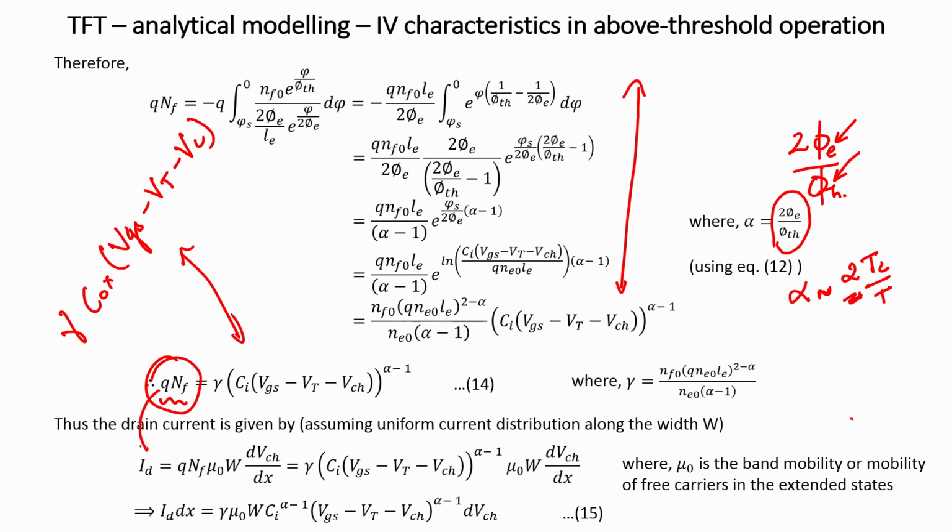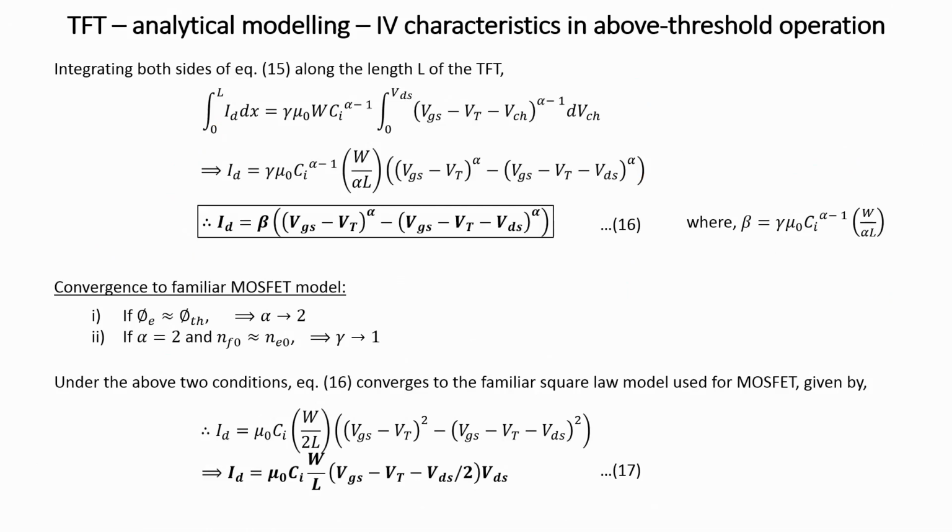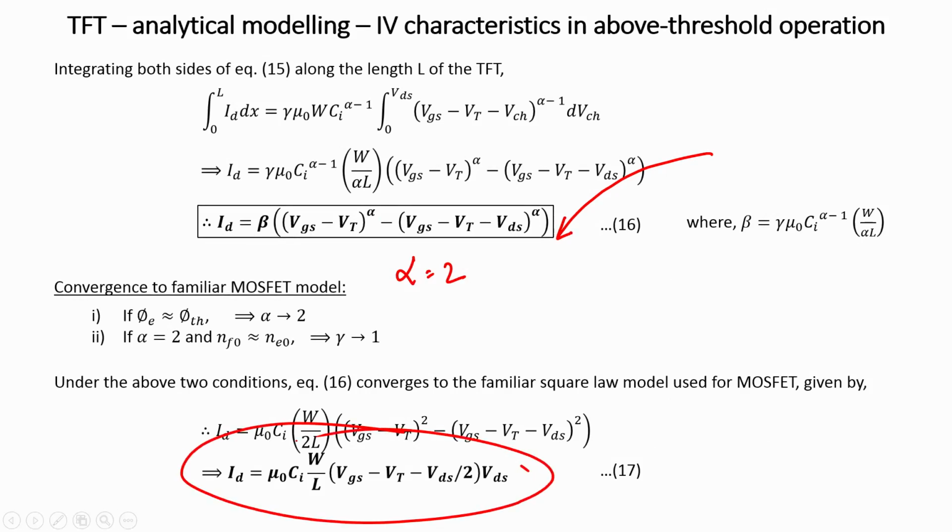And using this particular relation, which is the number of carriers per unit area, in order to define your current voltage characteristics, we find that the current voltage characteristics is given by this expression, which can then be integrated to define the current voltage characteristics of your TFT. Okay. So, in the case of MOSFETs, alpha was simply 2, and we ended up with this particular relation. But even in the case of TFTs, if these particular assumptions are made, then you will find that the current voltage characteristics of a TFT is quite similar to the current voltage characteristics of a MOSFET.